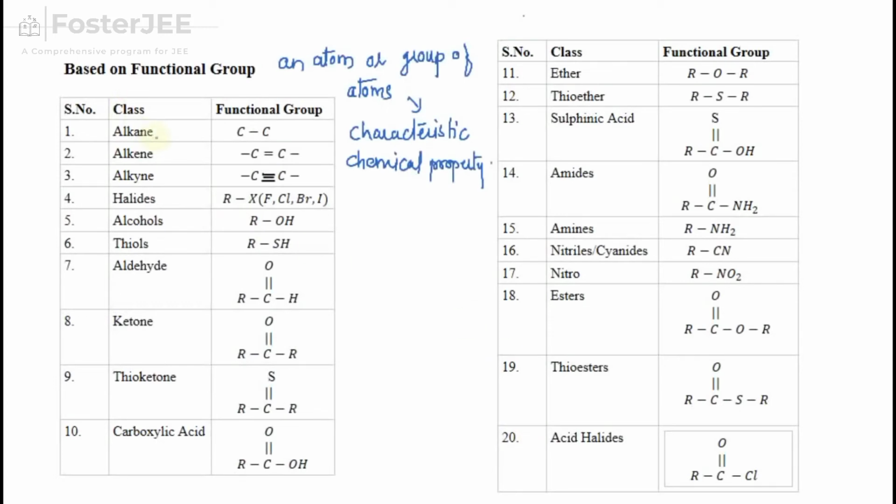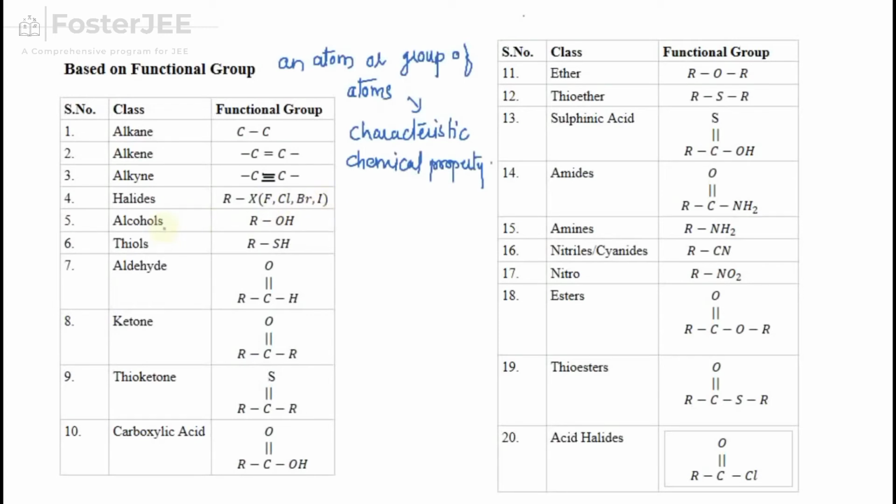First one is alkane. Here the carbon atoms are linked with a single bond. So they are known as alkane. These are the saturated compounds. Now the second category is alkene. Here carbon atoms are linked with a double bond. It has a general molecular formula of CnH2n. Third category is alkyne. Here carbon atoms are linked with a triple bond. The next one is halides, having the functional group X. Here X represents the halogen group, that is fluorine, chlorine, bromine and iodine.